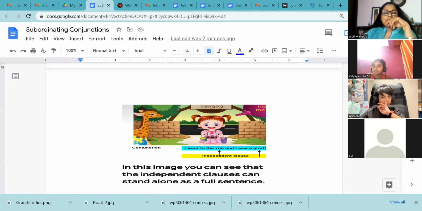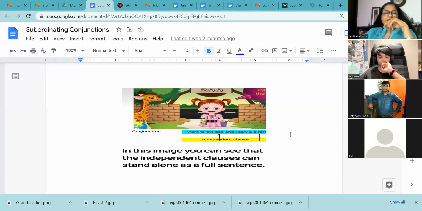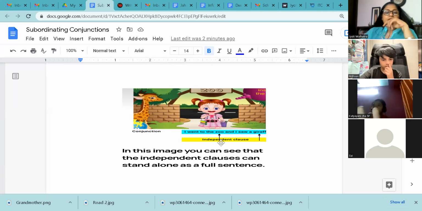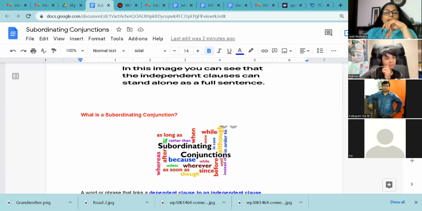Okay, let's have a look at this sentence. I went to the zoo and I saw a giraffe. So this is an independent clause, right? There are in fact two independent clauses because it's connected with the coordinating conjunction and. So they can both stand on their own. But it is not the case with a subordinating conjunction.